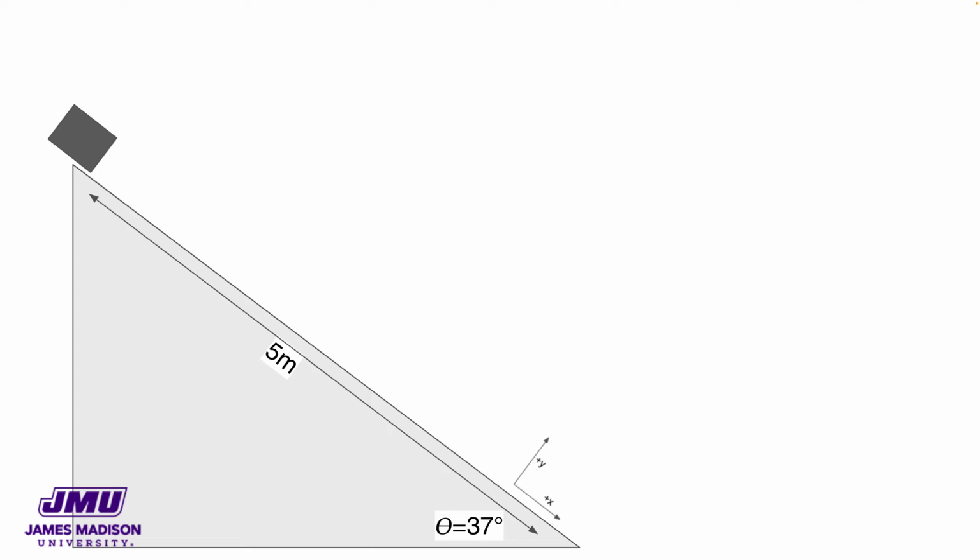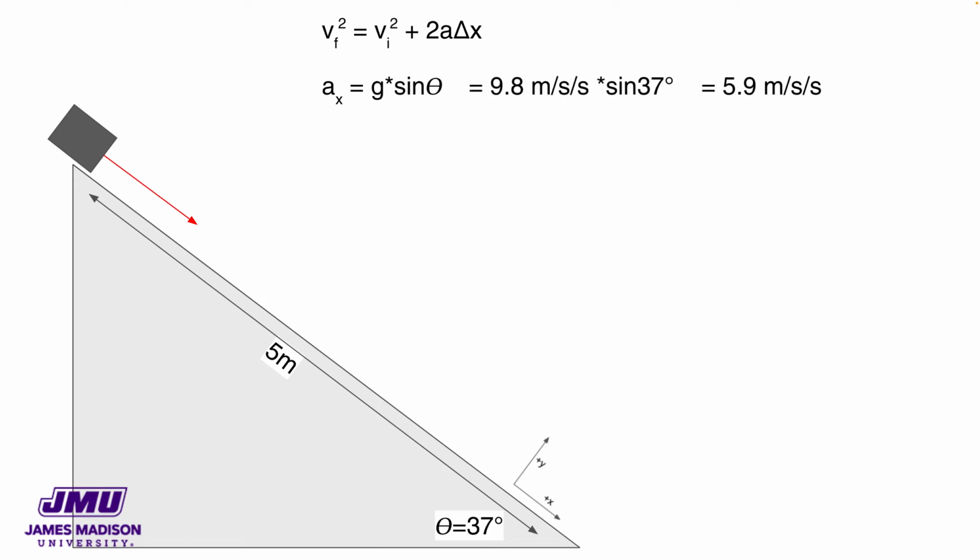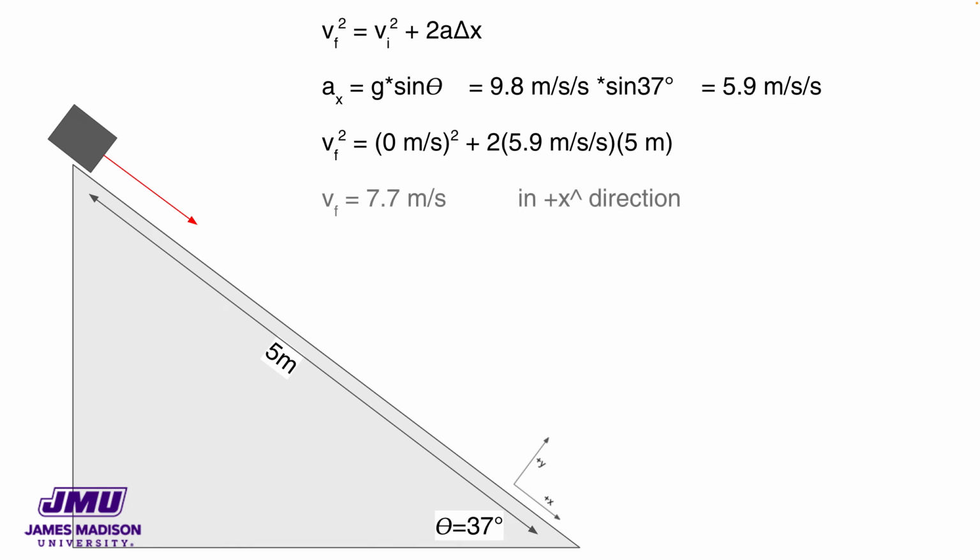We are given tilted axes shown here at the bottom of the ramp because the box is only moving in one dimension. We are given the distance the box travels. We are not given time. So to find V final, I would start with the time-independent equation of kinematics. And keeping in mind what we learned about inclined surfaces, our acceleration down the ramp would be g sine theta. Substituting in our known values, we determine that the box is going 7.7 meters per second when it gets to the bottom of the ramp.